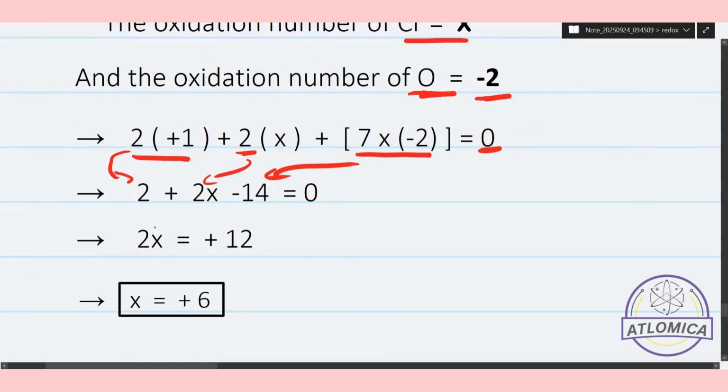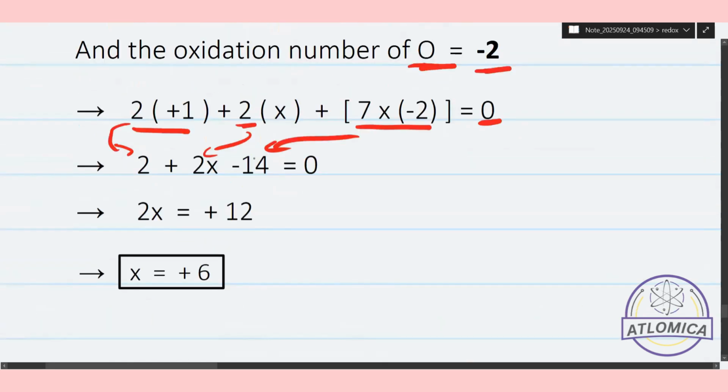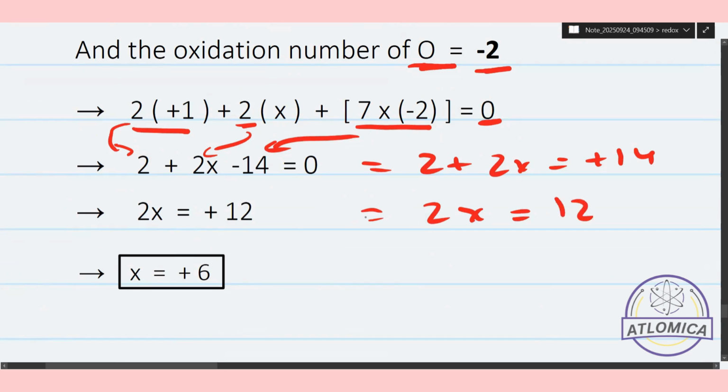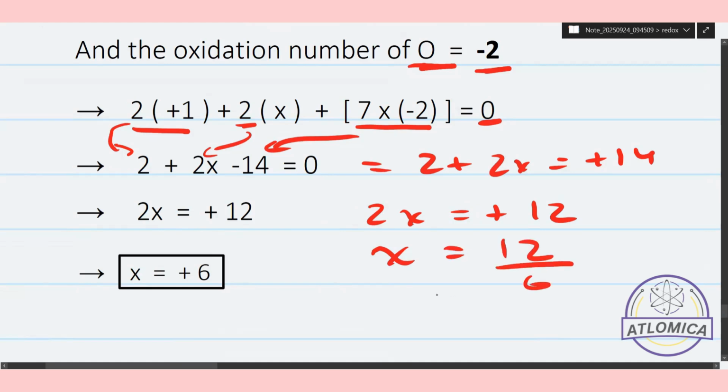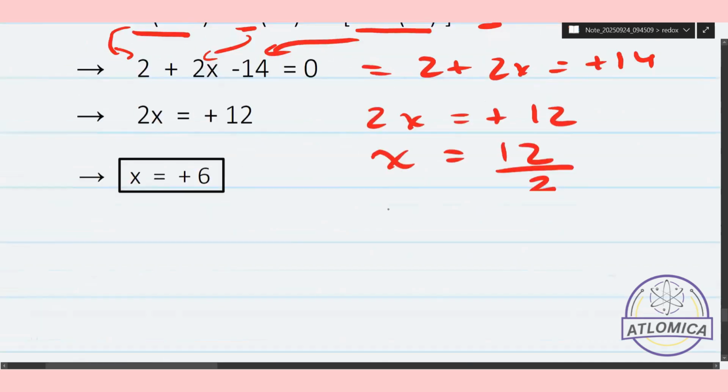If we further solve that equation, it would be 2 plus 2x is equal to +14. If we send 14 there, and then we send 2 there as well, it would be 2x is equal to 12. And then we divide by 2, so the x would be 12 over 2, and the final answer would be x is equal to +6, that we have shown here.